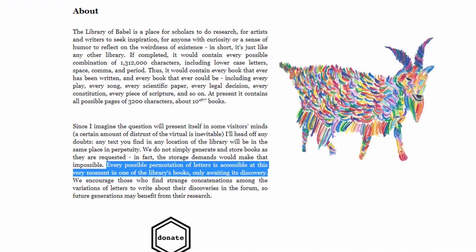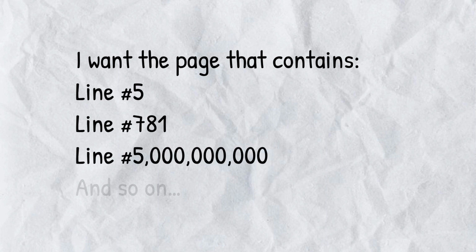So how can it still be true that, quote, every possible permutation of letters is accessible at this very moment in one of the library's books, only awaiting its discovery? What if there's a shortcut? Since a lot of the lines on the pages are duplicates, you could just say, have a copy of each unique line stored, and then when you want to read a page, say, I want a book that contains line number 5, then line number 781, then line number 5 billion, and so on.